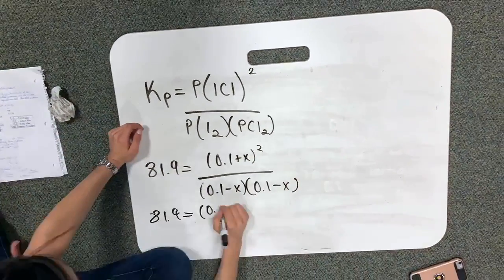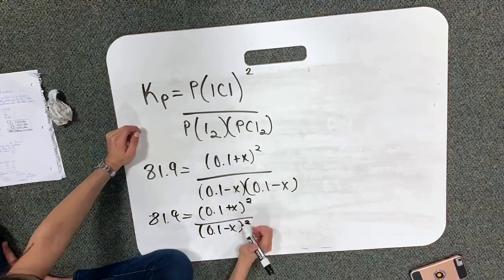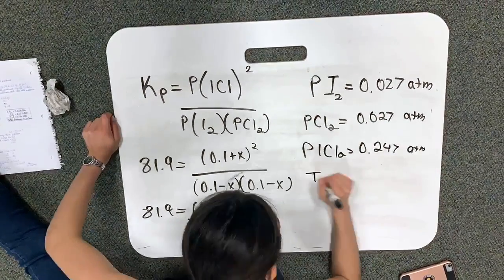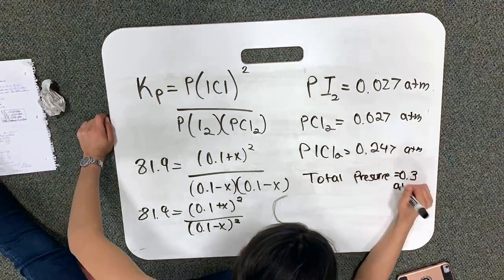By substituting the expressions from the equilibrium pressures row in our RICE table into the Kp equation, we can solve for X. After solving for X and plugging that value back into the equilibrium pressure row of the RICE table, you will find that the equilibrium pressure of I2 and Cl2 are 0.27 atmospheres, and the pressure of ICl is 0.247 atmospheres. The total pressure at equilibrium is 0.3 atmospheres.